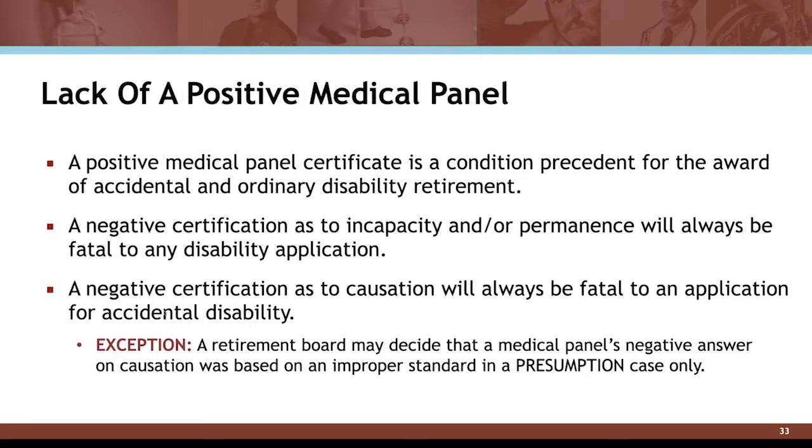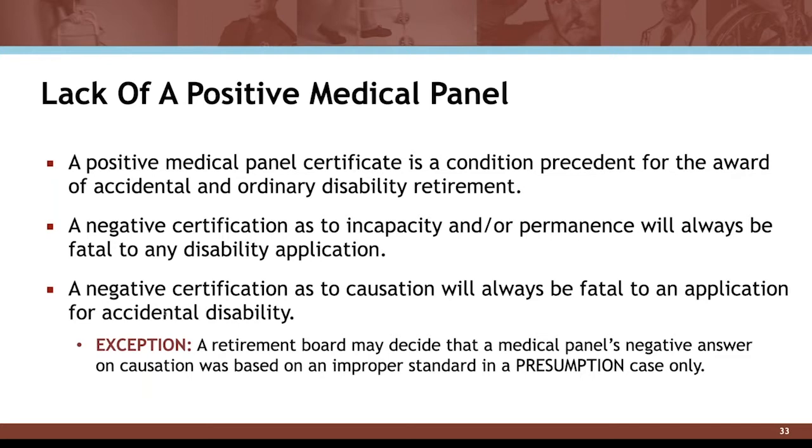Lack of a positive medical panel. Okay, this is the most common reason why we have to remand for unlawful procedure. It's because the board approved the application when there was not a positive medical panel. As the appeals court has found, a positive certification by a majority of the medical panel is a condition precedent to the approval of an application for accidental disability retirement. Okay, so it has to be a positive panel.